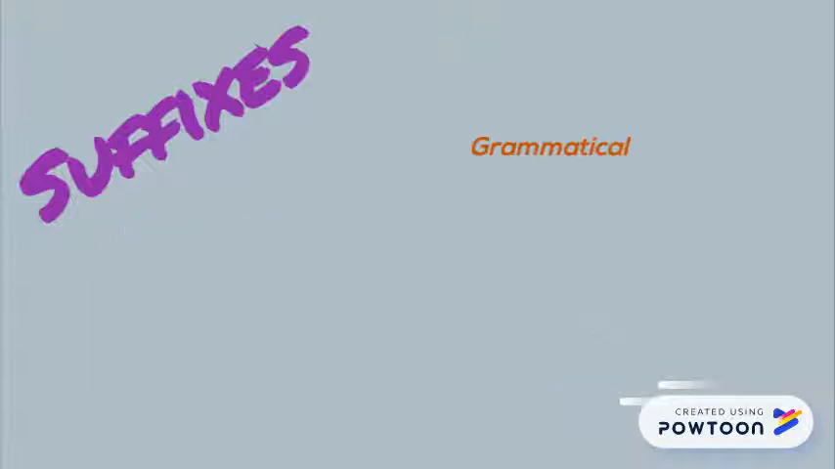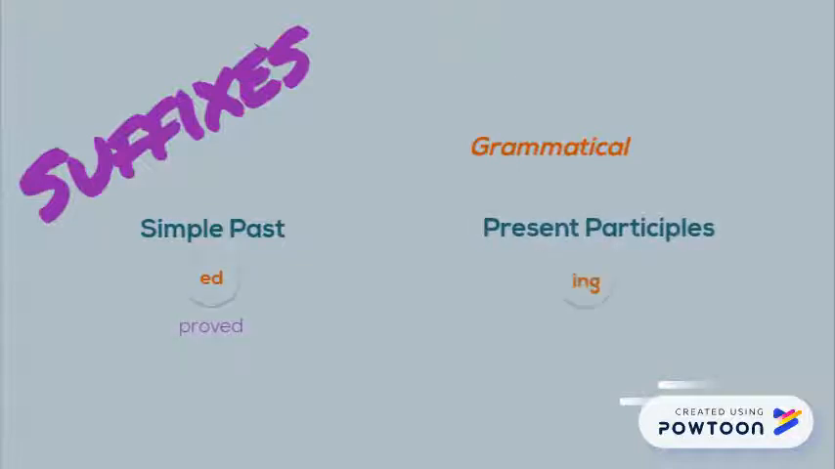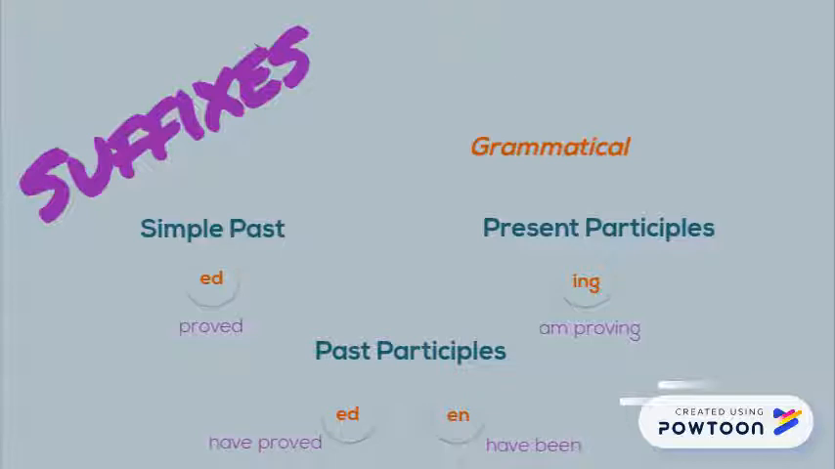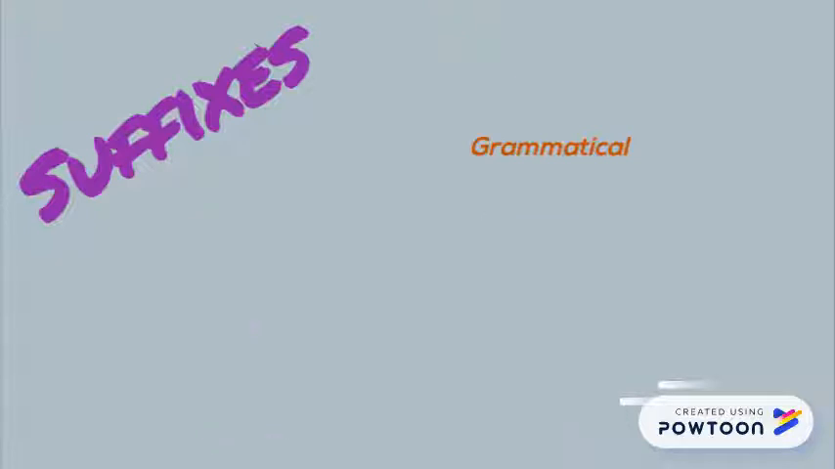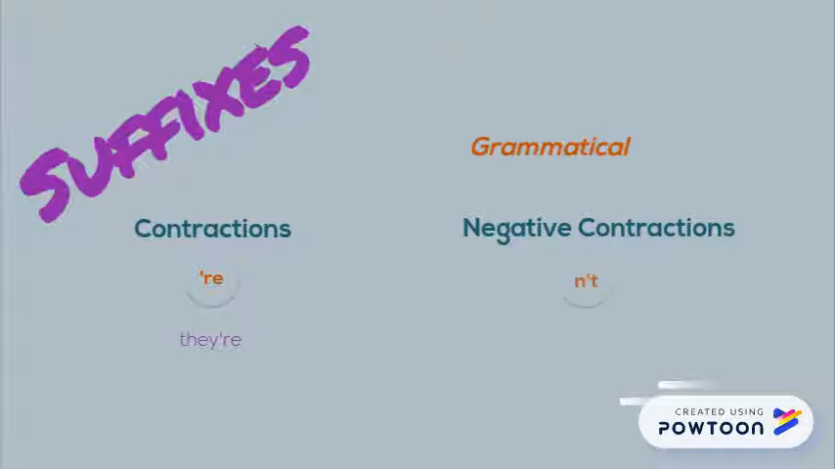Fifth, to form the simple past tense, we use ed. Sixth, to form the present participle, we use ing. And seventh, to form the past participles, we use ed and en. And finally, eighth, to form contractions, we use apostrophe re, and to form negative contractions, we use n apostrophe t.